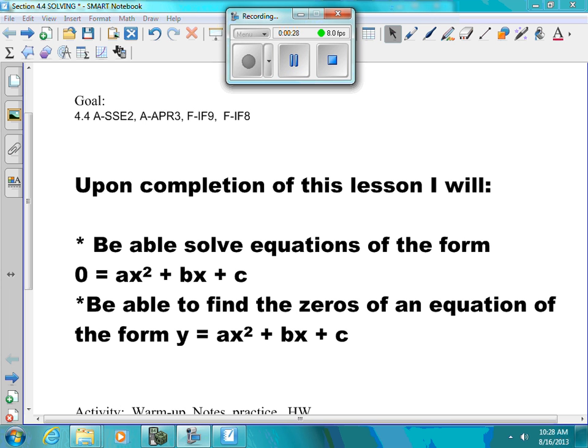We're back in 4-4, where a is going to be some value other than 1. And be able to find the zeros of an equation in the form y equals ax squared plus bx plus c. Now remember, finding the zeros, solving, they mean the same thing. We went over this yesterday. So really, two goals once again. Do I need both of them? No, I probably could have said be able to solve equations, find the zeros, x-intercepts, all of it in one.